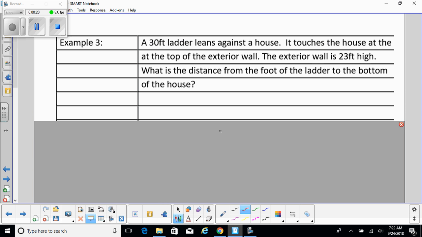A 30-foot ladder leans against a house. It touches the house at the top of the exterior wall. The exterior wall is 23 feet high. What is the distance from the foot of the ladder to the bottom of the house?